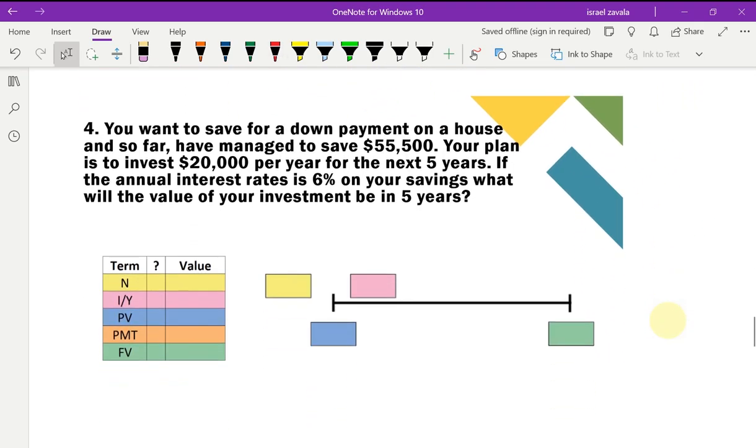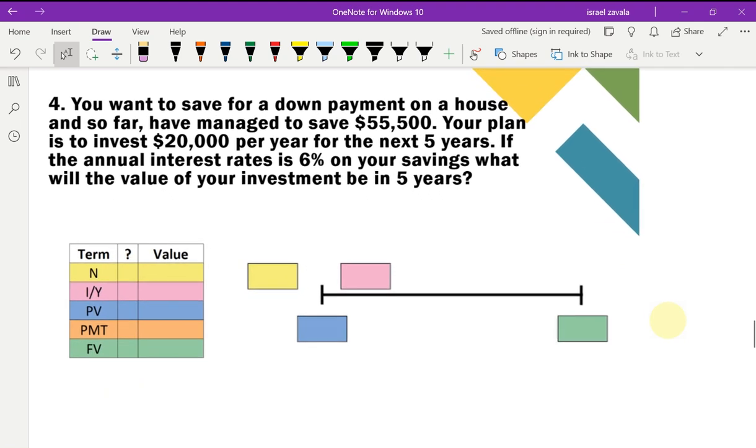All right. 2 more problems and then we're done, I promise. So, you want to save for a down payment on a house. And so far, you've managed to save $55,500. That's what you have today. Your plan is to invest $20,000 per year for the next 5 years. If the annual interest rate is 6% on your savings, and here comes the question, what will the value of your investments be in 5 years?